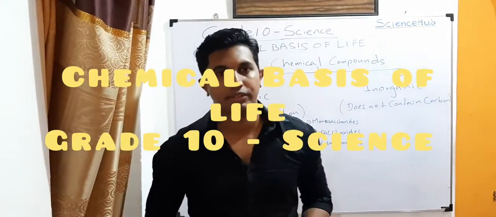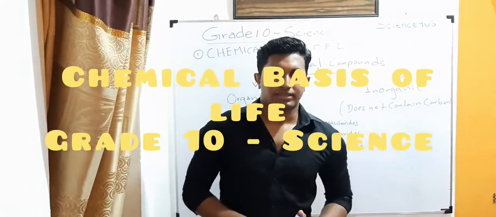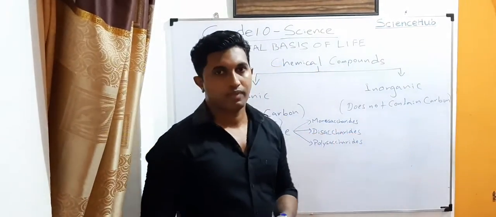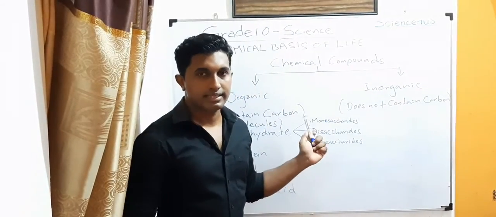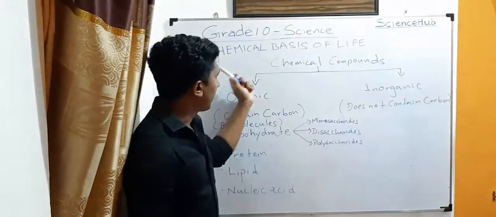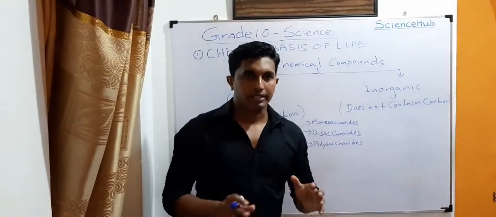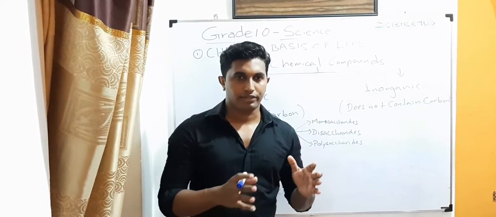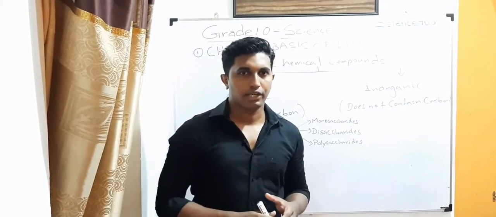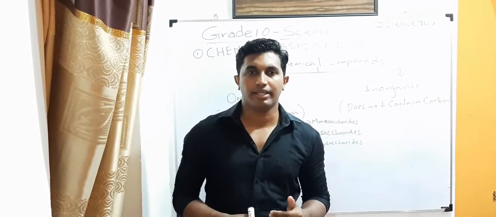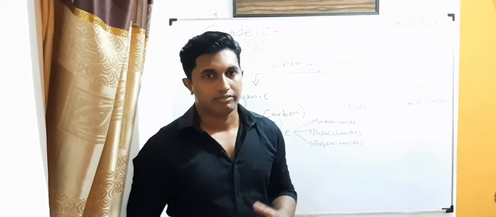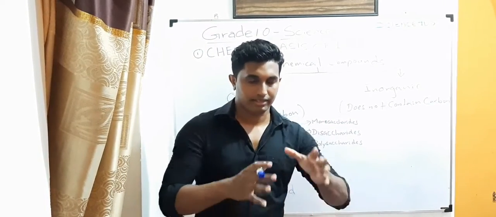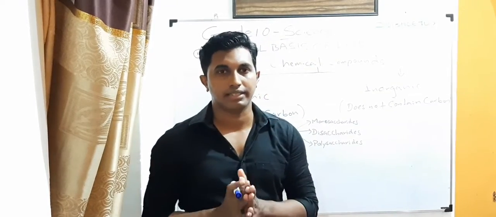Hello, my dear friends. Today I am going to start a new lesson from grade 10 science. This is the first lesson of the grade 10 science book, Chemical Basis of Life. It describes the chemical patterns and chemical formulas that are used to produce human or any living matter. From here, we are going to discuss some of the most important things in this lesson.